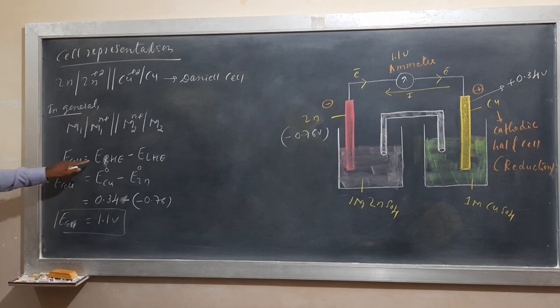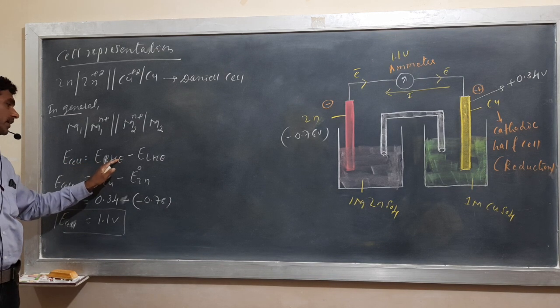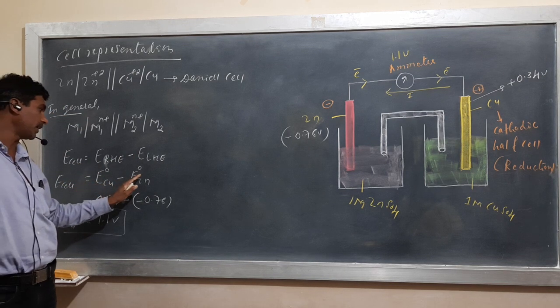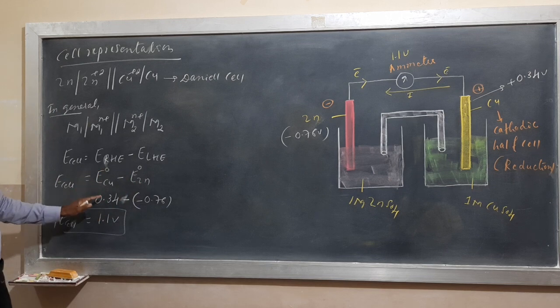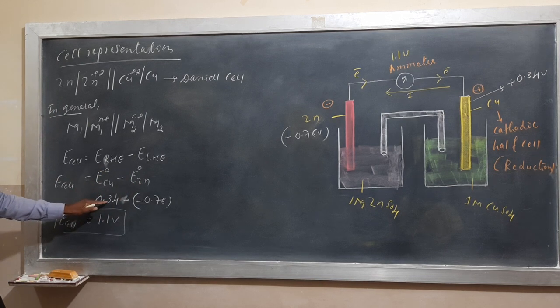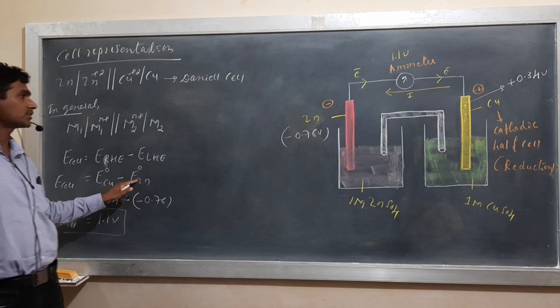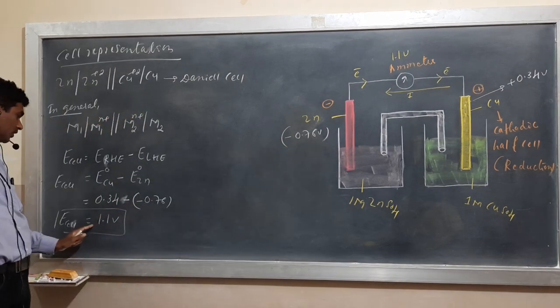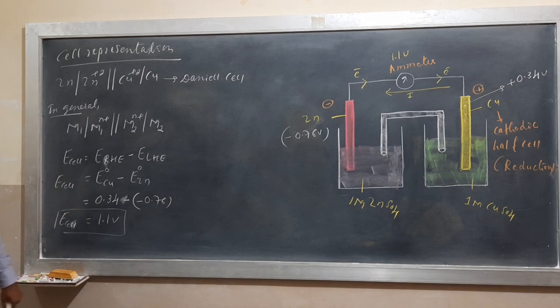E of cell is equal to E of the right hand side electrode minus the left hand side electrode. Which is the right hand side electrode? This is the copper. So it is E naught of copper minus E naught of zinc. E naught of copper is the standard electrode potential, which is always 0.34, and the standard electrode potential of zinc is minus 0.76. Minus into minus is plus. So the total EMF of the cell is equal to 1.1 volt.